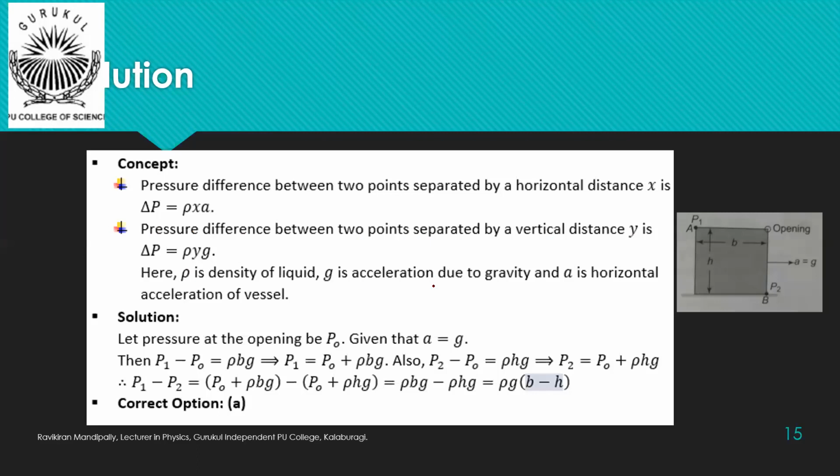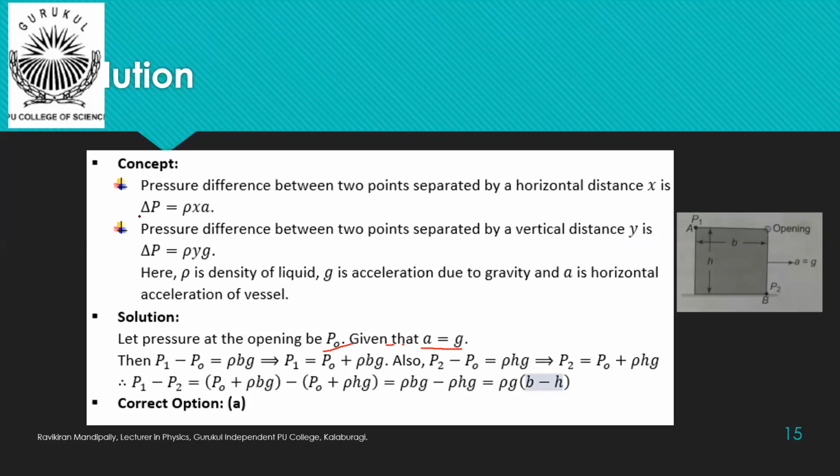Now, here if you consider this opening, at this point the liquid is exposed to the atmosphere. So at the opening, the pressure is nothing but atmospheric pressure, which we are assuming as P naught. And it is given that the acceleration of the container is A equal to g. So now if you take A and this opening, they are separated by some horizontal distance.